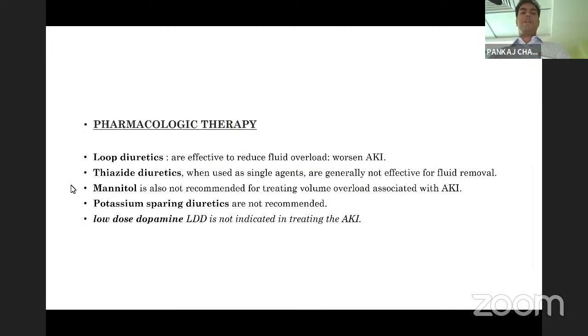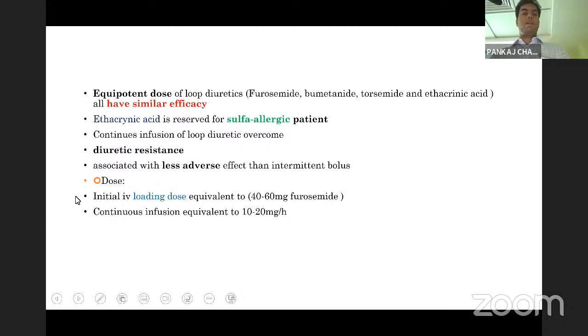Pharmacological therapy: loop diuretics are effective to reduce fluid overload. Thiazide diuretics, when used as a single agent, are generally not effective for fluid removal and should be combined with other diuretics. Mannitol is not recommended for treating volume overload associated with AKI. Potassium sparing diuretics are not recommended. Low dose dopamine is not indicated in treating AKI. Equipotent doses of loop diuretics all have similar efficacy.